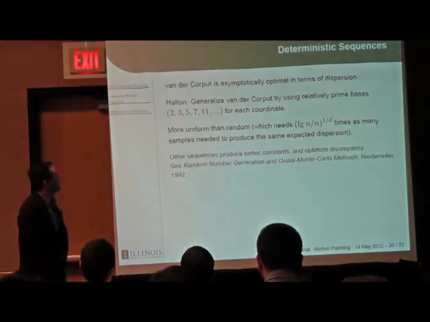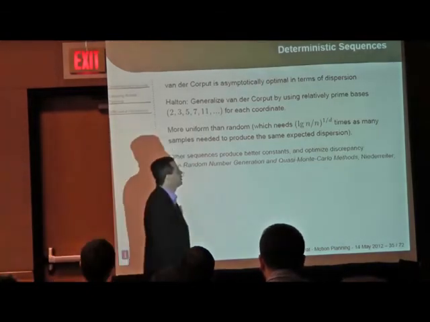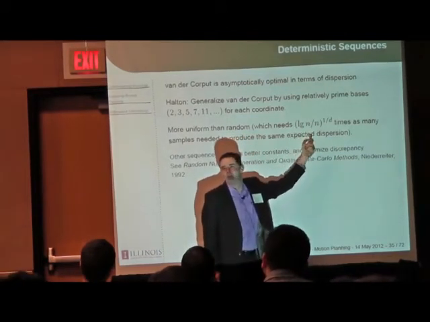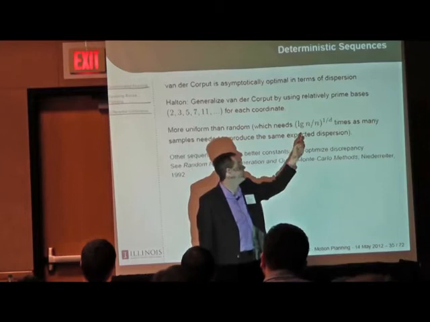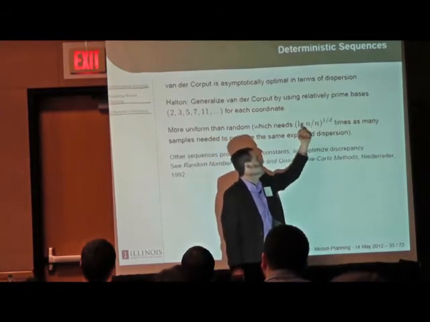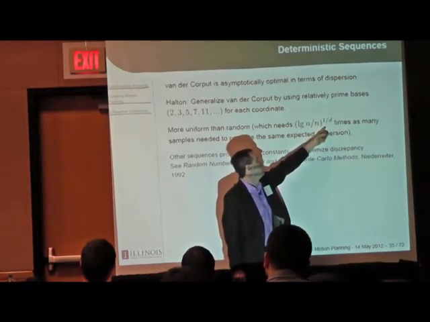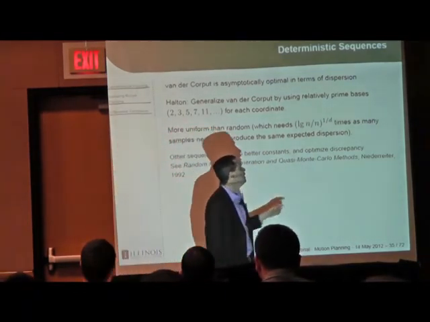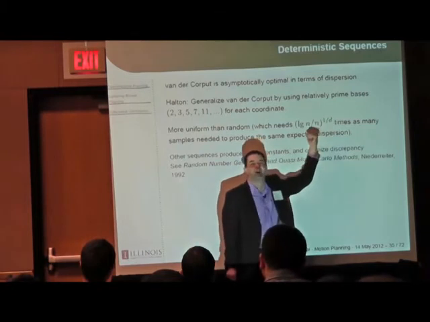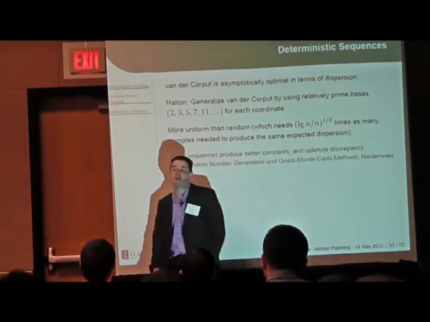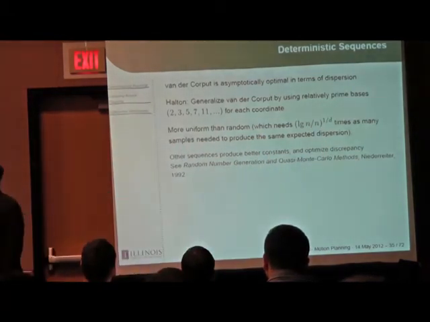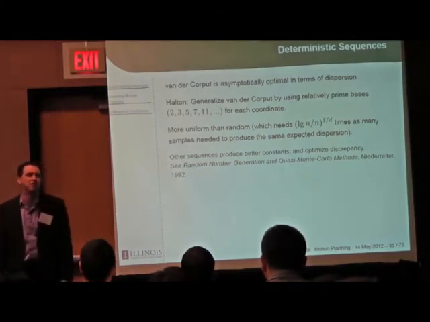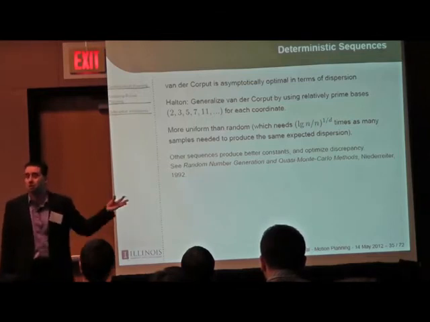And as I said, it's better than random. This is a factor of non-uniformity that uniform random numbers have compared to these kinds of sequences. If you notice, this is some factor, log n over n, and you need that many times as many samples to produce the same dispersion. But notice that as the dimension gets higher, the factor doesn't matter too much, unless you have a lot of points. So in very high dimensions, random, deterministic, use whatever you want, but when you get down into lower dimensions, even in dimensions 5 or 6, you may notice a significant difference.